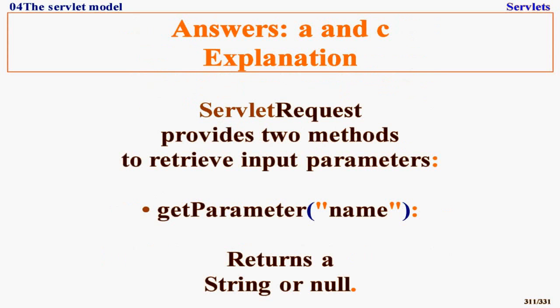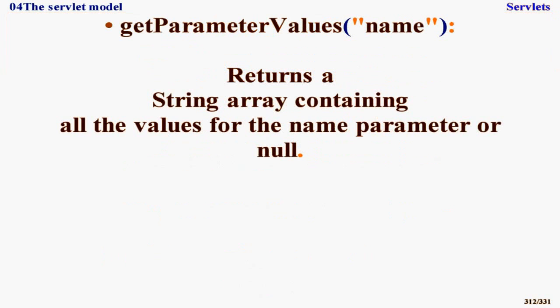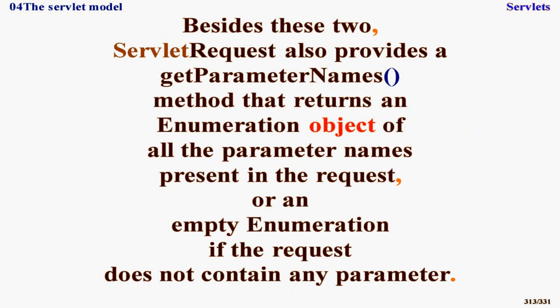Answers: A and C. Explanation. ServletRequest provides two methods to retrieve input parameters. getParameter(name) returns a string or null. getParameterValues(name) returns a string array containing all the values for the name parameter, or null. Besides these two, ServletRequest also provides a getParameterNames method that returns an enumeration object of all the parameter names present in the request, or an empty enumeration if the request does not contain any parameter.